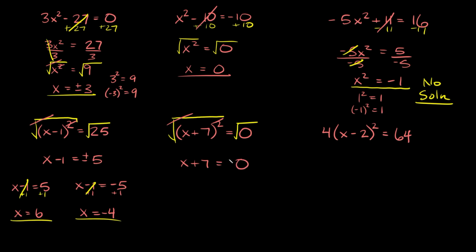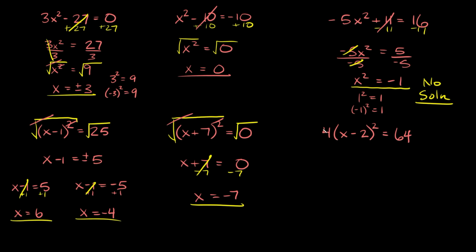And again, you can't have plus or minus 0 because 0 is just 0. So this is the only equation we come up with: x plus 7 is equal to 0. To solve for x over here, you can just subtract 7 from both sides, so we get x is equal to negative 7. So here we only have one solution.